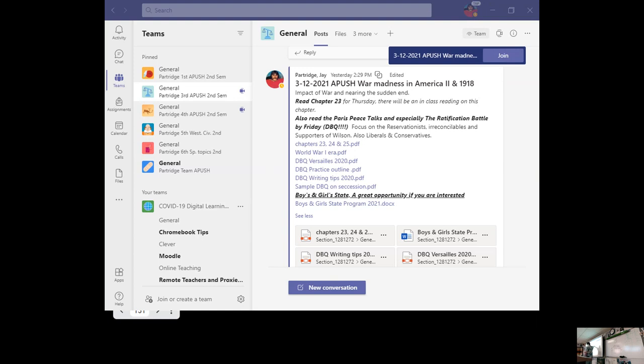I put down by Friday to read that material, but it goes into the next week, so have it ready in case you have any questions. I want you to think about it and focus on the different groups during the ratification battle in the United States Senate: the reservationists, the irreconcilables, and the loyalists, sometimes called supporters of Wilson. There are three groups, and they have different views toward the Treaty of Versailles, so elements of the treaty they oppose, want, or support.